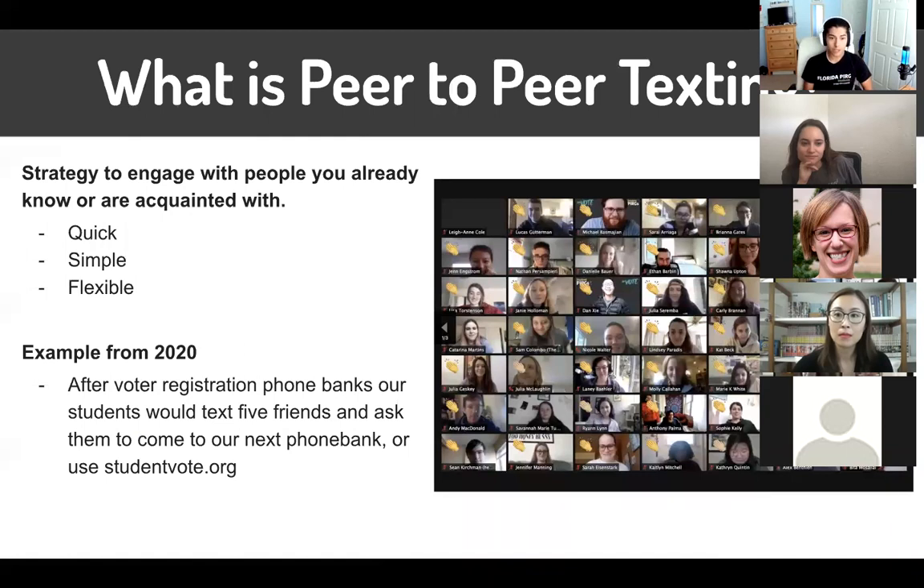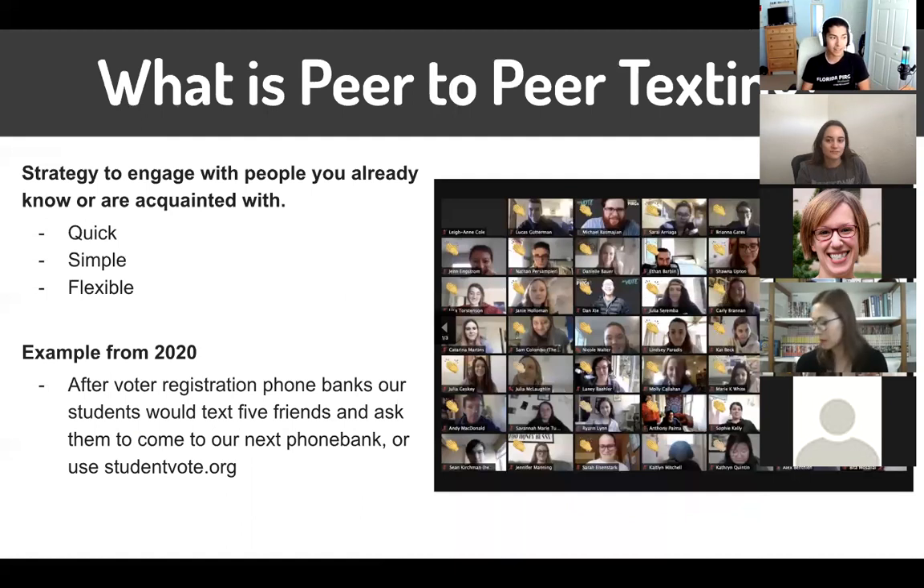The basic principle of peer-to-peer texting is that you are texting people who you're already friends with or you're already somewhat acquainted with. According to Circle data points in 2020, about 61% of students got the majority of their electoral information from their friends or from their roommates. Now, that might not always be a good thing, but we are here because we can capitalize off of that. And so an example of that from 2020 is after our voter registration phone banks, we would always ask our students to text 5 of their friends and ask them to come to our next phone bank, or sending them our studentvote.org link so that they could send it to 5 of their friends.